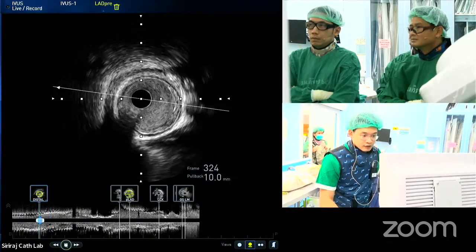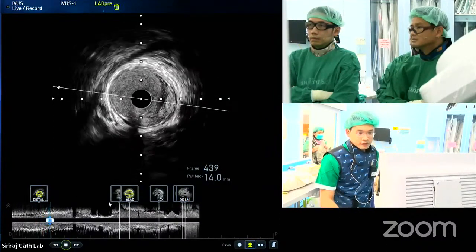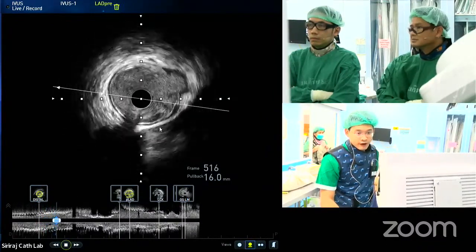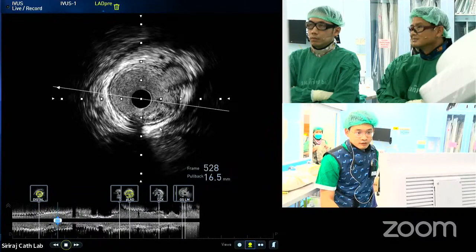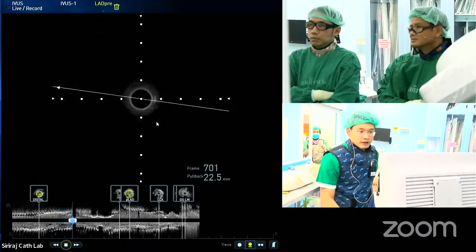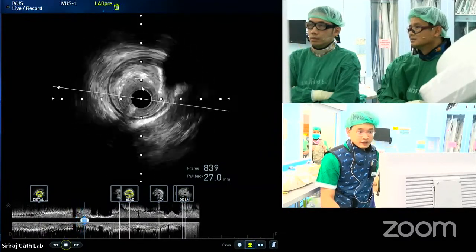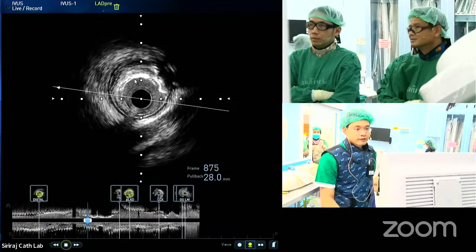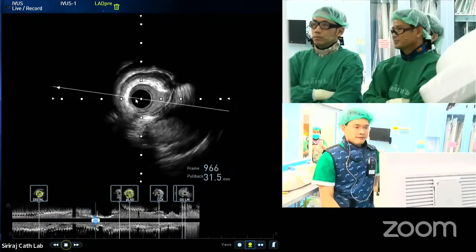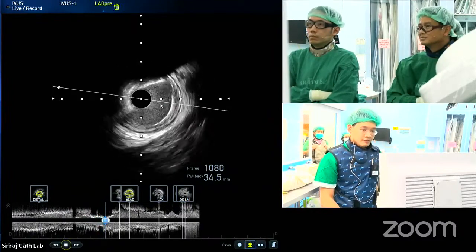Okay, let's look for the lesion all along. You can appreciate the lesion at 3 to 6 o'clock with a mixed plaque. And then to the mid LAD, you can appreciate that there's some tight stenosis and fibrocalcific plaque. There's some calcium over here, about 180 degrees.